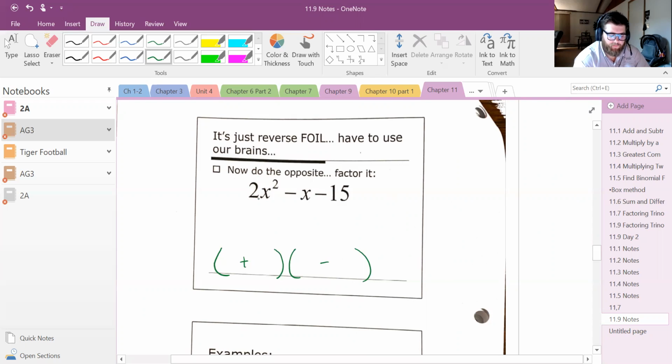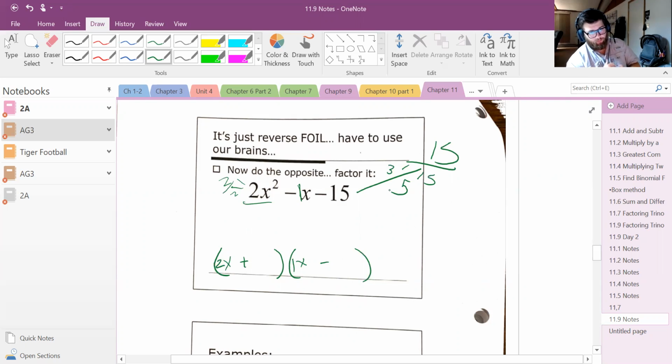But there's a 2 out here. Normally we would do this, right? Can't do that anymore. Why can't we do that? Because we need to get the 2 out there. So what are the factors of 2? 2 and 1, right? So I'm going to need a 2 here and a 1 here. When I FOIL, that first is going to give me 2x squared. Now I need to look at the factors of 15 that can combine together, put in the right slots in order to get negative 1. The factors of 15 are 1 and 15, and 3 and 5.